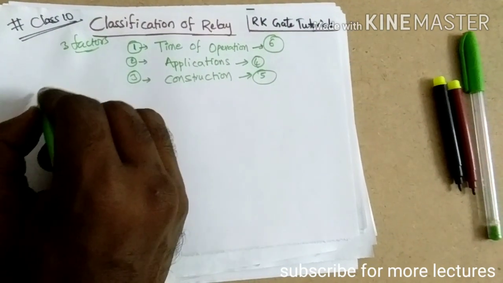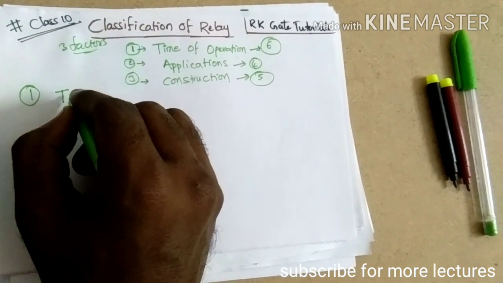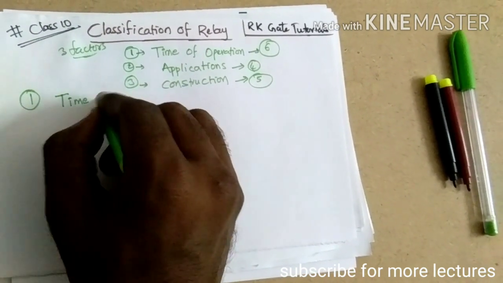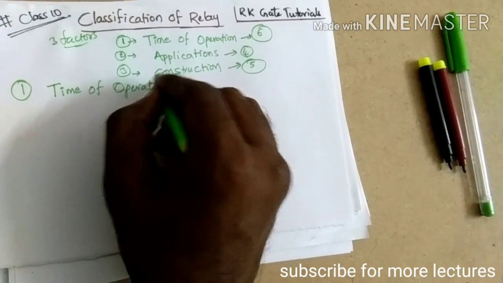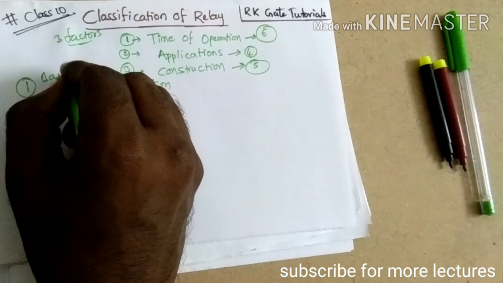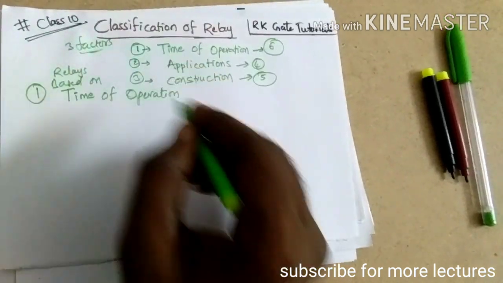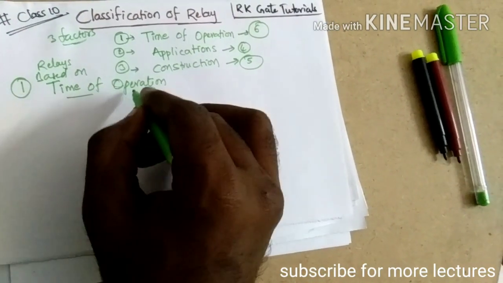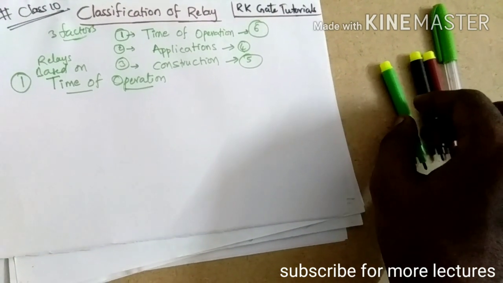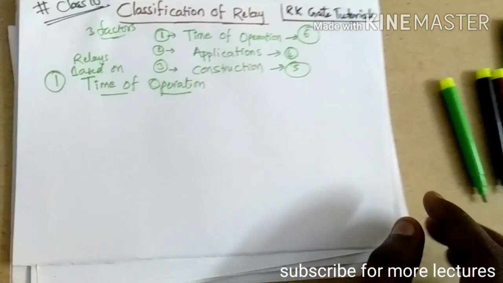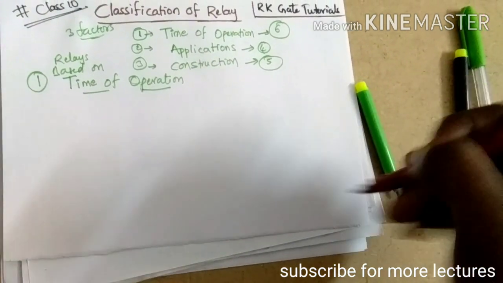The first one is, let us talk about the different classifications of relays based on time of operation. In this type of relays, the operational time is the most important thing we should remember. So there are 6 types.